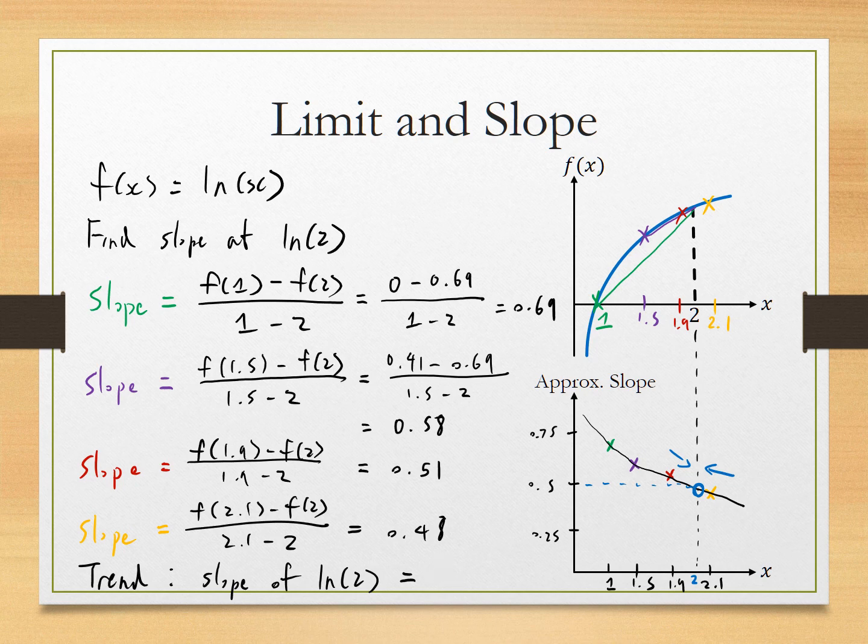Oh, 0.5, let's just say 0.5. Right. The trend would suggest that the slope of log 2 is 0.5, and it is actually correct. Now, what we did here is a numerical derivation of the approximation. We try many, many points.